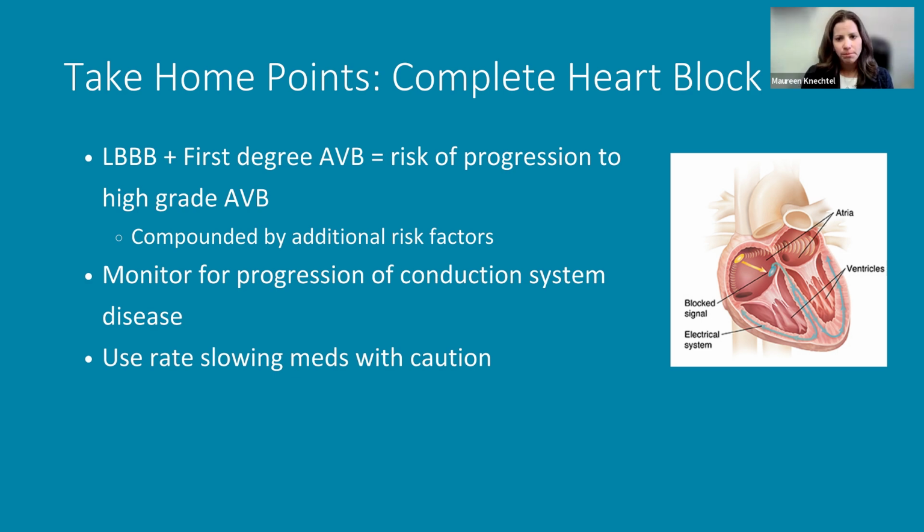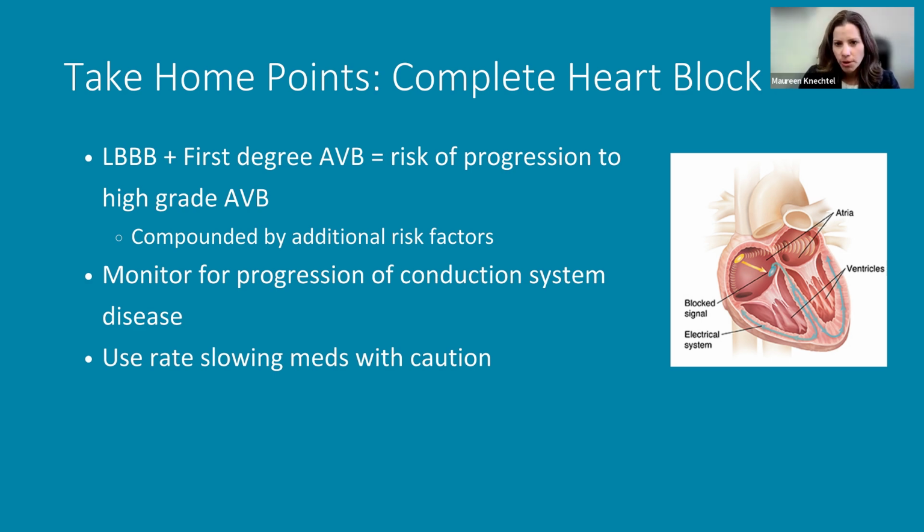Clinically, how can we put this into practice? If you have a left bundle branch block and a first degree AV block, there is a slightly increased risk of progression to some type of high grade AV block. Now that usually is about 10% or less. So that's not super high, but that will be higher depending on other things that might be present. So things like the patient's got coronary disease, valvular disease, other things that might potentially increase the risk of a more significant heart block.